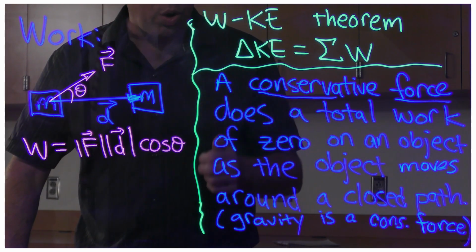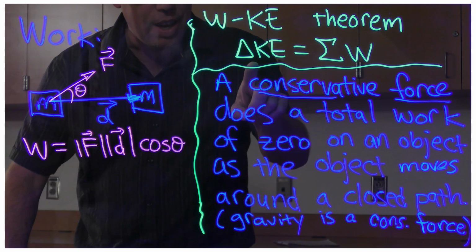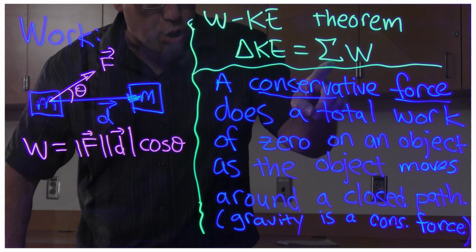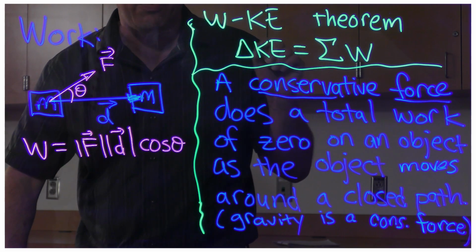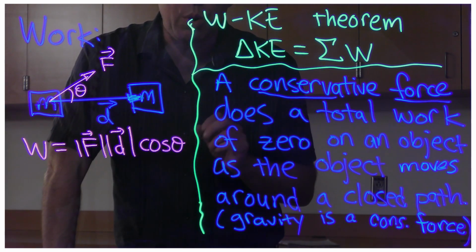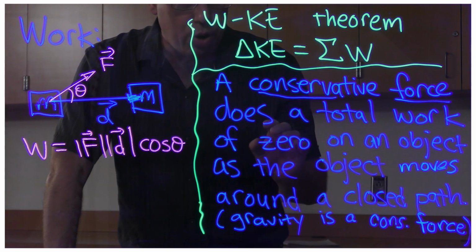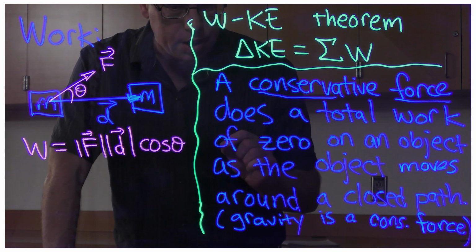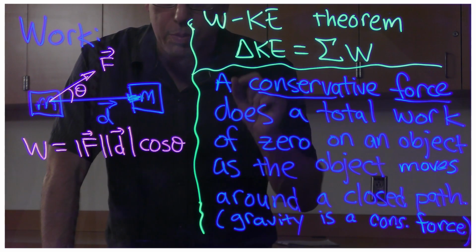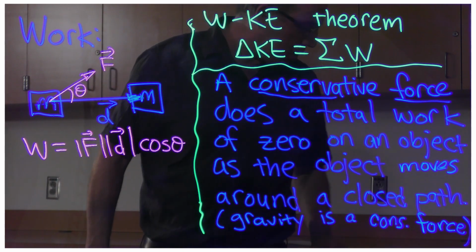We have learned about the work kinetic energy theorem. The work kinetic energy theorem says that the change in an object's kinetic energy is equal to the total work done on that object by all forces acting on the object. Finally, we have learned about the idea of a conservative force. A conservative force does a total work of 0 on an object as the object moves around a closed path, and we have learned in particular that gravity is a conservative force.